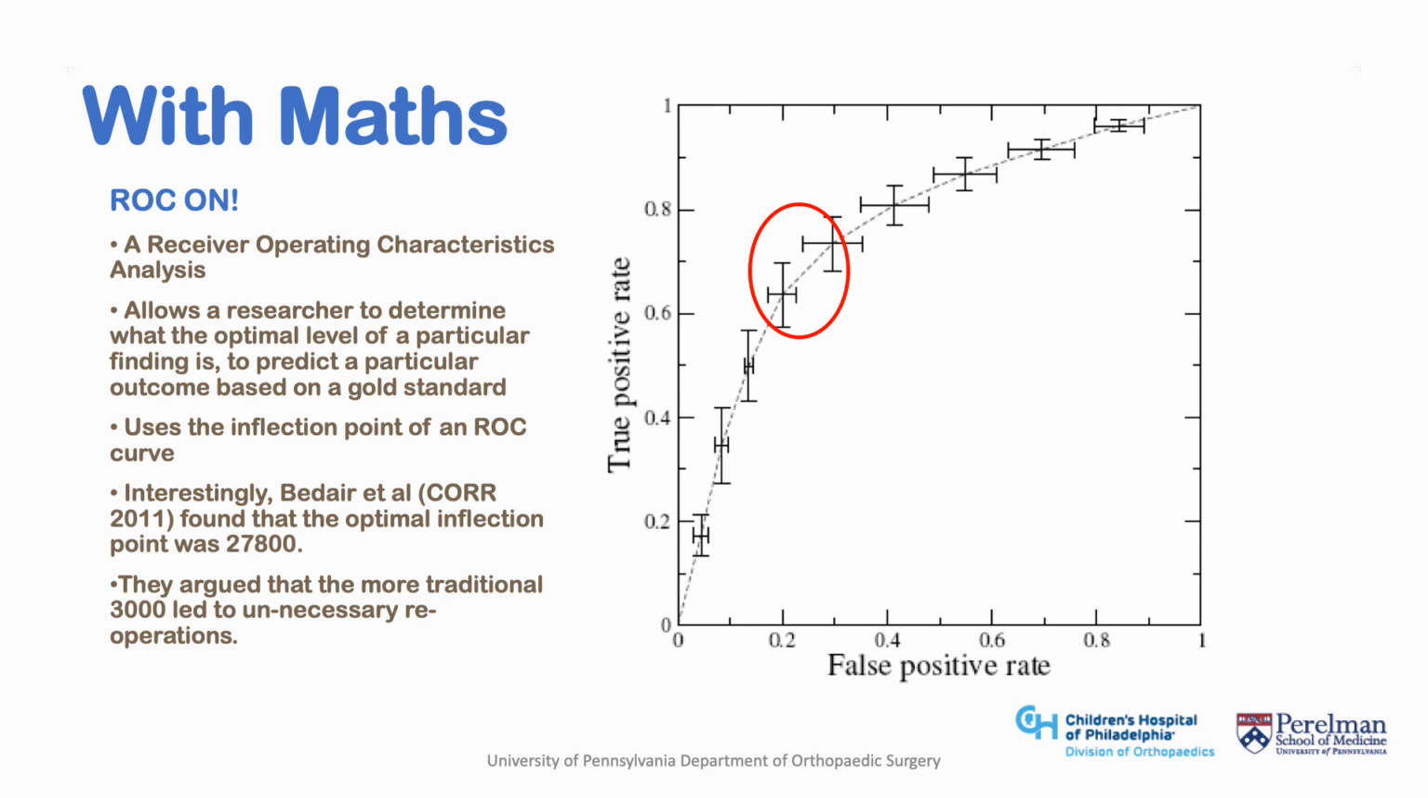This study, for example, showed that an optimal inflection point for infection would be 27,800 cells, and that the more traditional cutoff of 3,000 cells led to more unnecessary operations. This might be okay. For example, in compartment syndrome, you would favor sensitivity because you'd rather do more fasciotomies than miss compartment syndrome. But in a more benign disease, you might favor specificity so that you wouldn't overtreat.